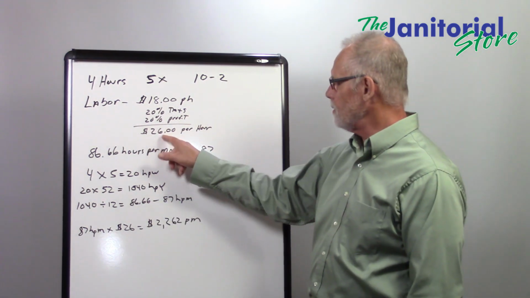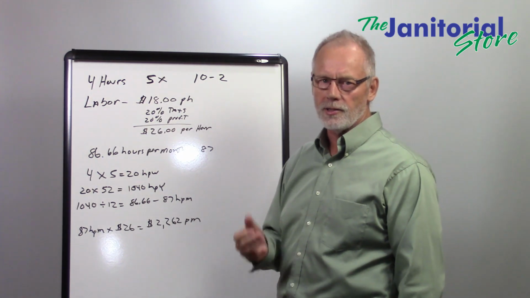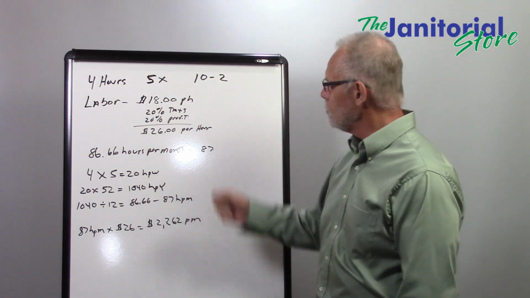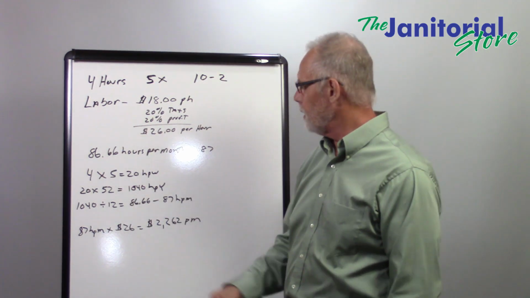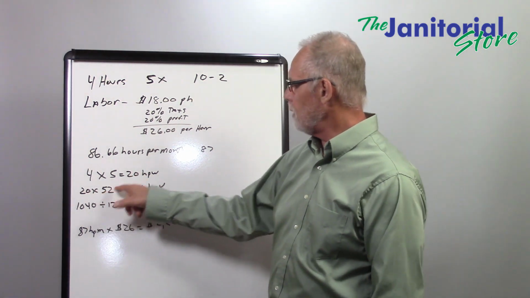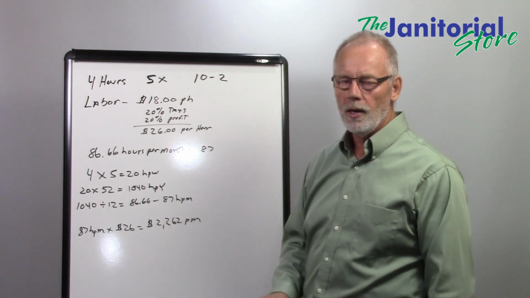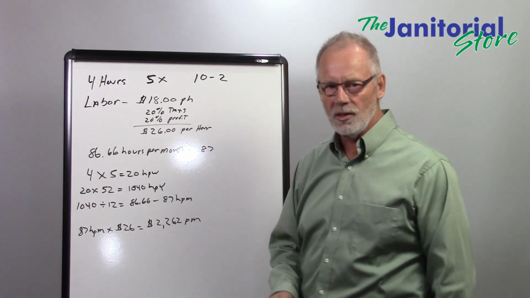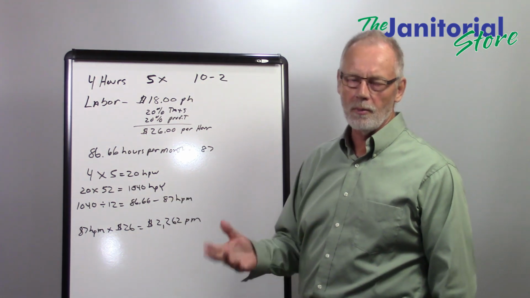But now, since I've established my labor rate, or what my billable rate is going to be, now I can figure out how many hours per month we'll be cleaning this facility. Remember, it was 4 hours per day, and we're going to clean it 5 days per week. So that's 20 hours per week. We take our 20 hours times 52 weeks in a year, that equals 1,040 hours per year. Then 1,040 hours divided by 12 months equals 86.66 hours per month. Now we'll just round that up to 87 hours per month.